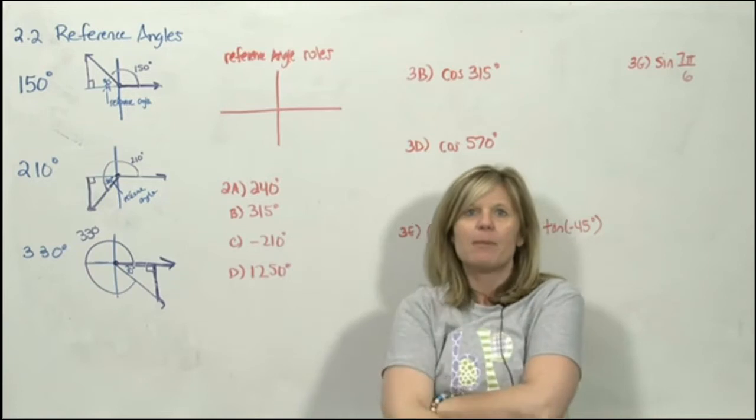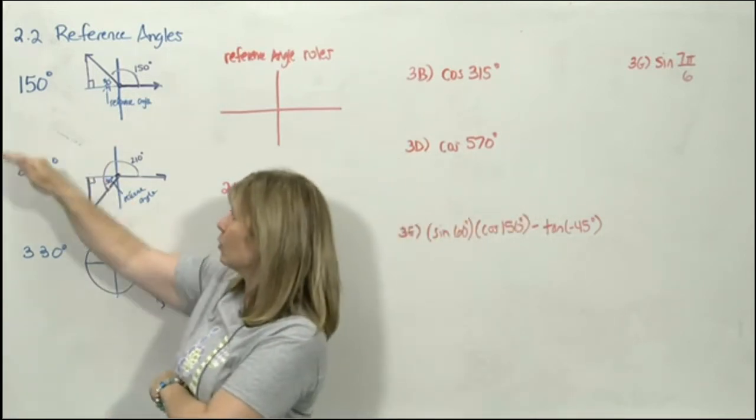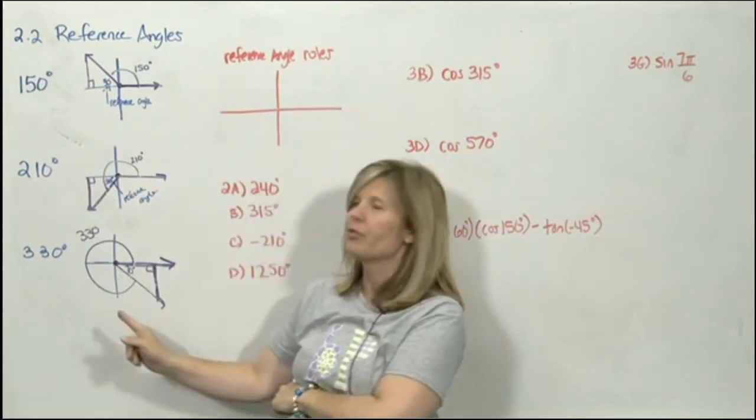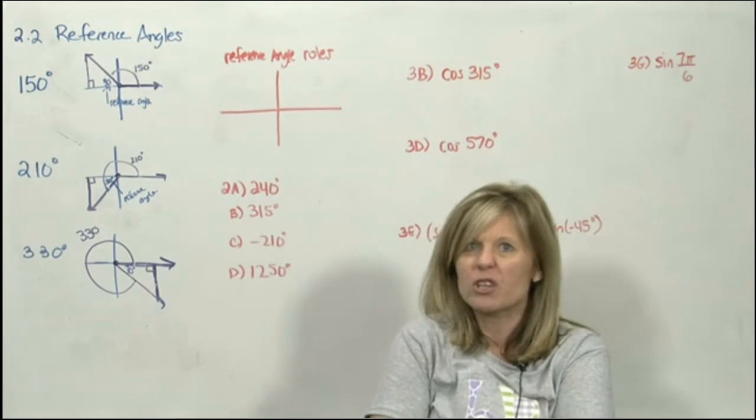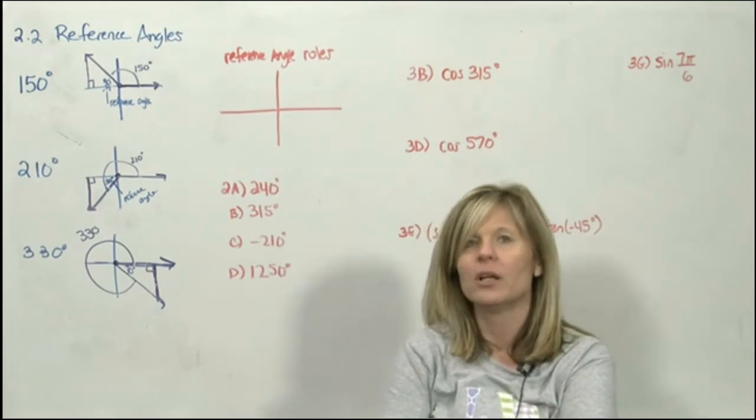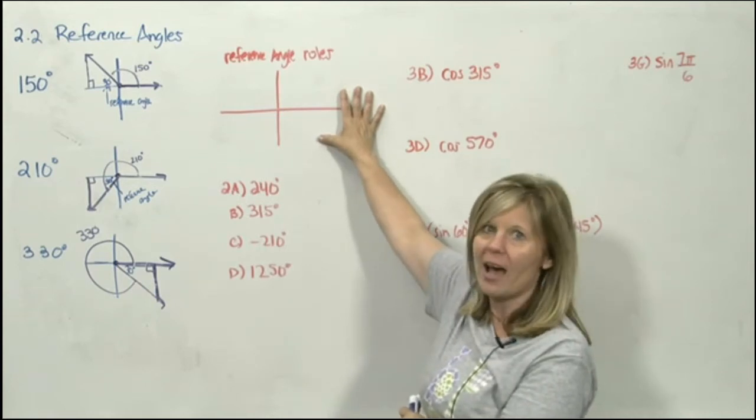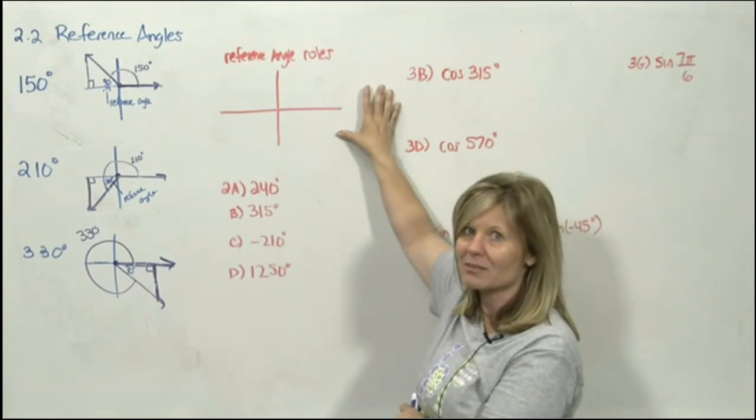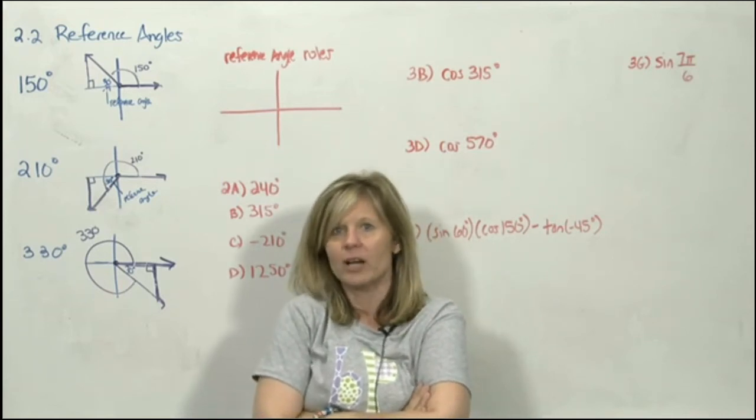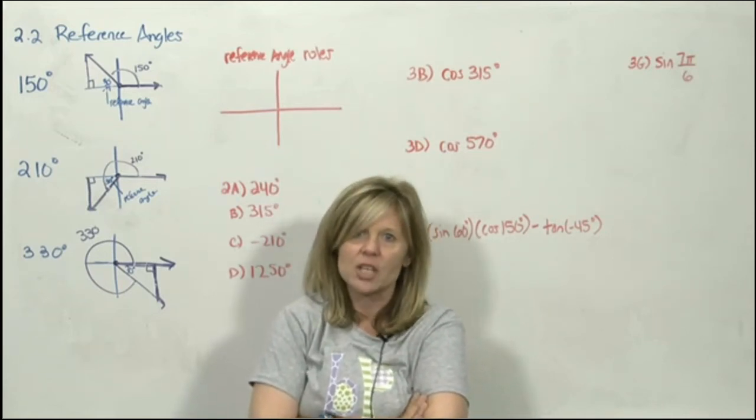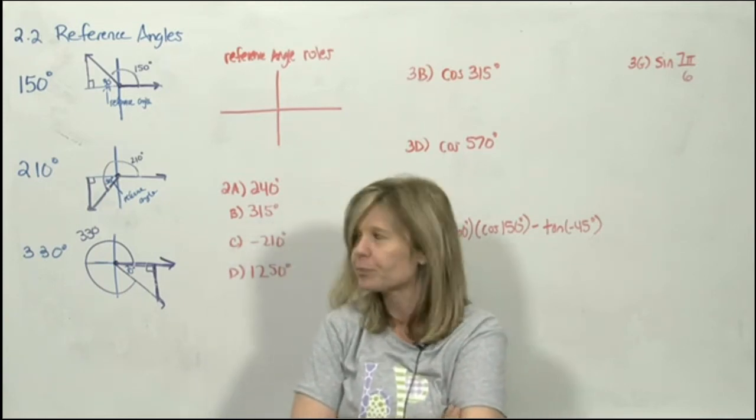Now, let's think about this. Are we really going to have to draw a picture of all these angles to figure out what their reference angles are? No. There's an algebra. There's a formula. There's a rule we can come up with. So let's look here. Another thing you're going to have to memorize. I know I'm throwing a lot at you in this chapter, but this is the beginning of trig. Trig has a lot of definitions. If you memorize your definitions, you got it made the rest of the semester.